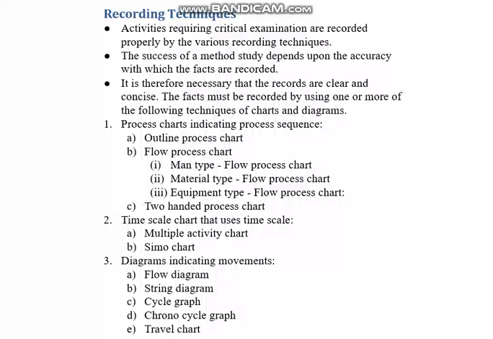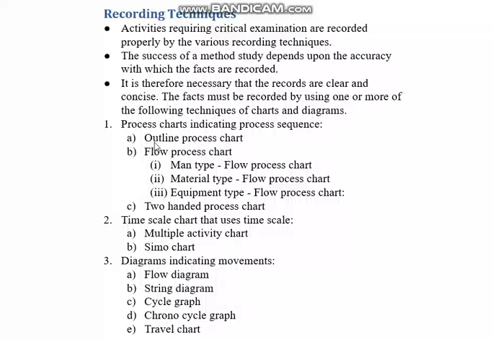Dear students, welcome to another lecture in Industrial Engineering and Quality Control. We were discussing method study. In the method study, we have seen till now various recording techniques that are employed. You see, this is the list that we have seen earlier.